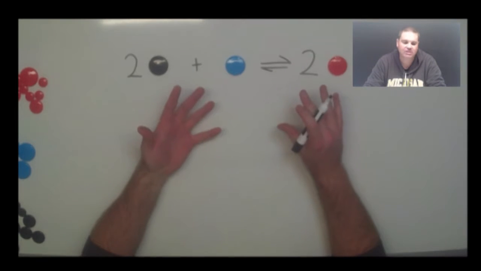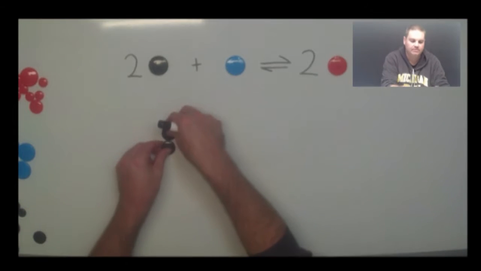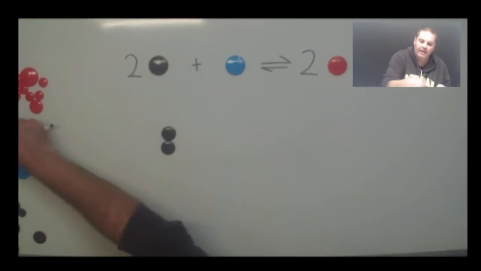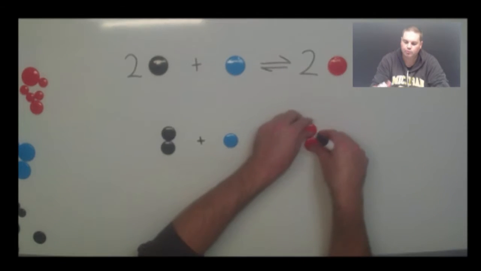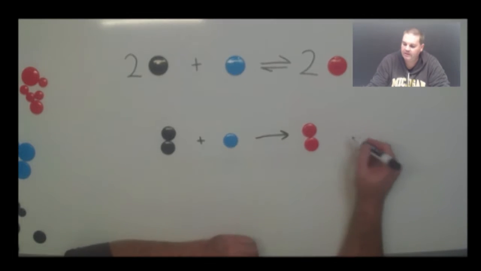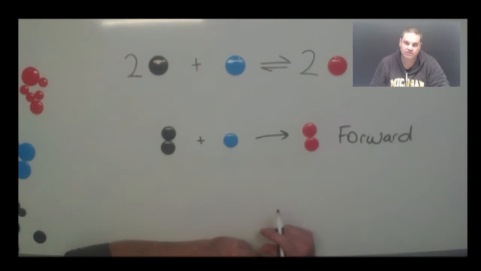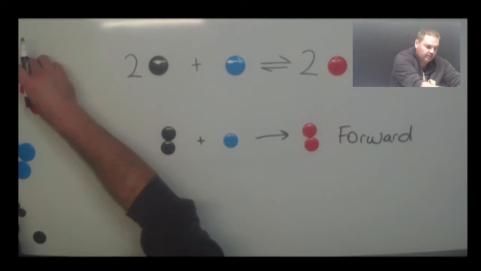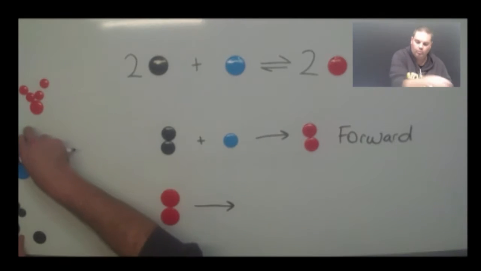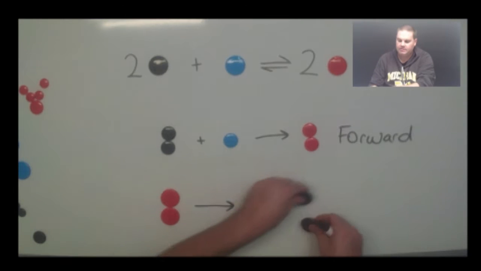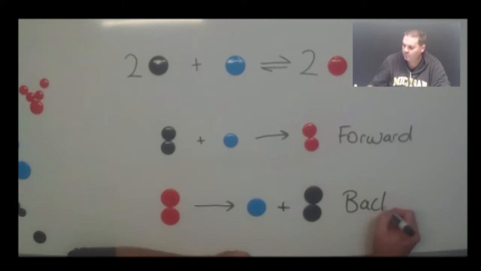In reality, there are 2 reactions actually happening here. We have some black, 2 black like this, and we add a blue, and we end up with 2 red. That's what we call the forward reaction. There's also a back reaction occurring, where we take 2 red and that forms 1 blue and 2 black. That's what we call the back reaction.